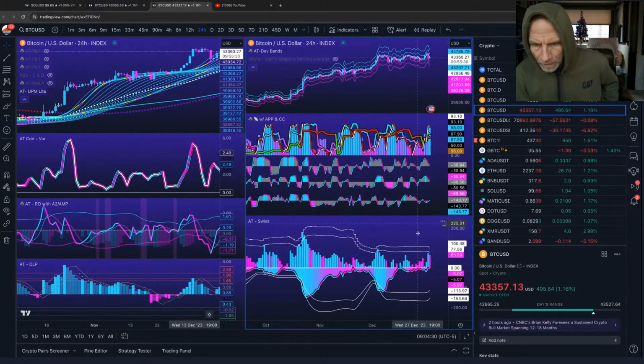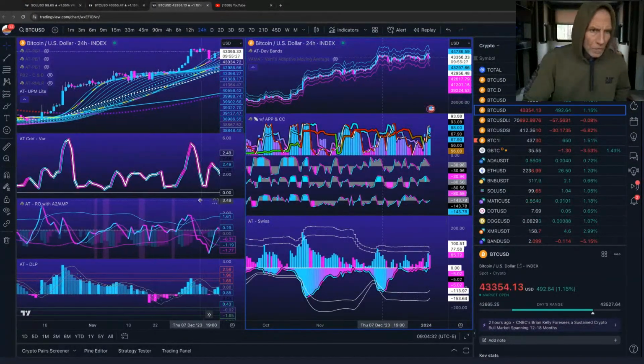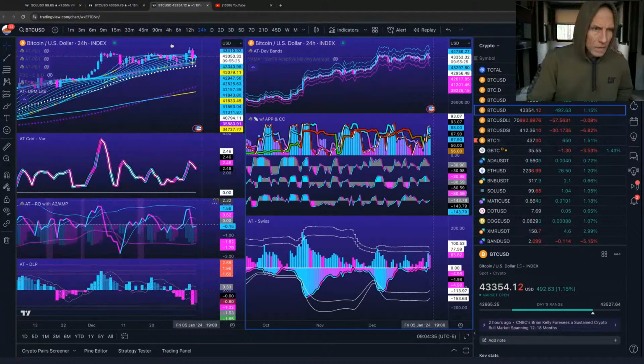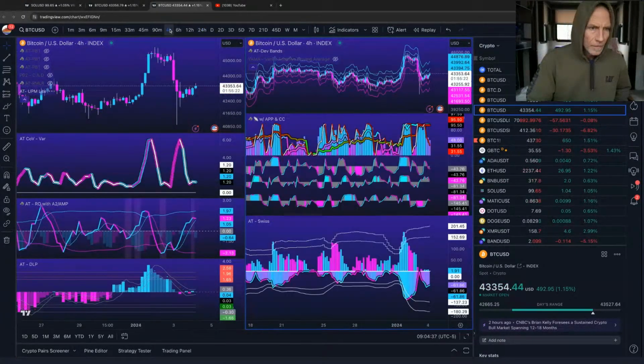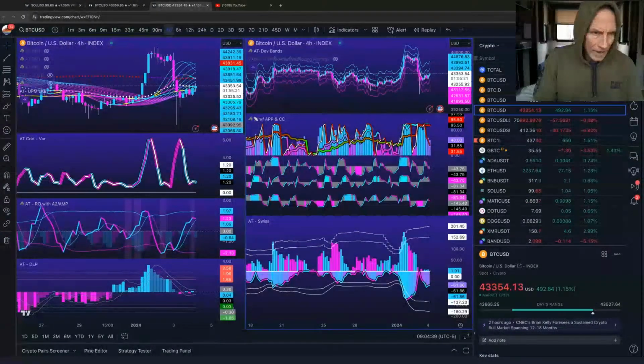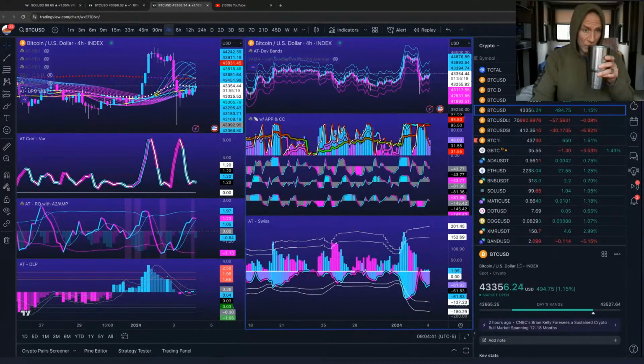Hold back here. Let me see something. I need to drop down through here farther. Let me get to the 4 hour. Yeah, we're right at wave trend on the 4 hour. That's what I was looking for. This is literally what I was talking about yesterday too when we were down here.